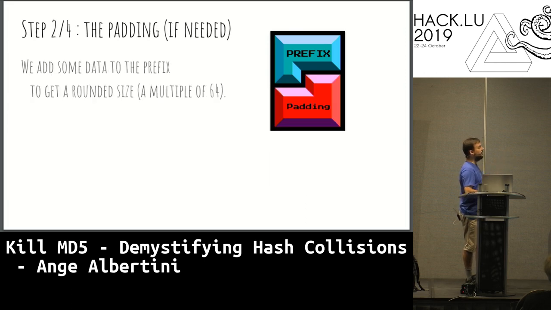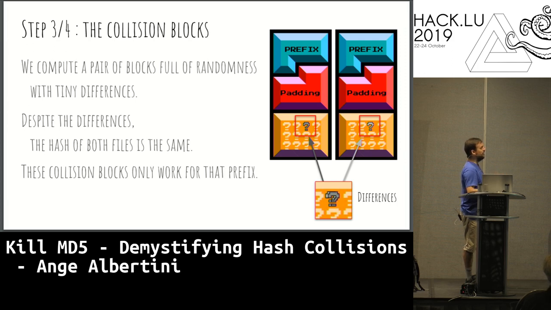Then you need to pad the prefix to some length of a block, in the case of these files, a multiple of 64. And then there will be computation of two collision blocks that will have, again, high entropy with very tiny differences between each side. Despite the differences, the hashes of both files are the same. So as you can see, it's a weird computation that creates two different contents, and that still gives two files with the same hash.